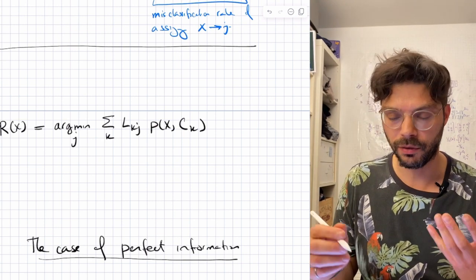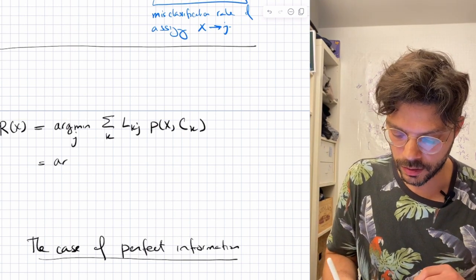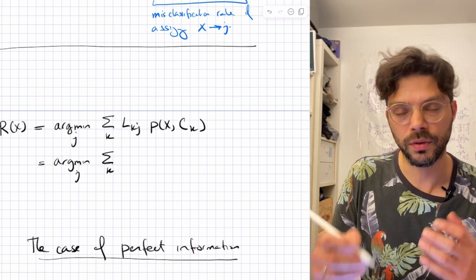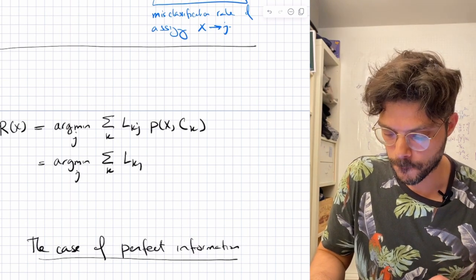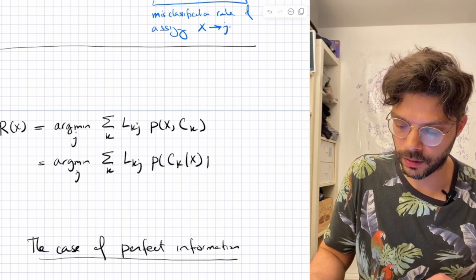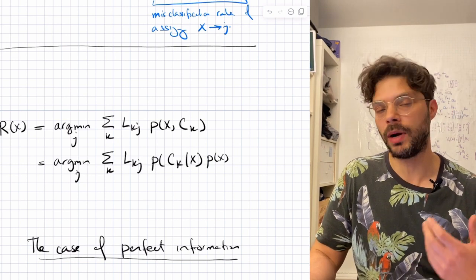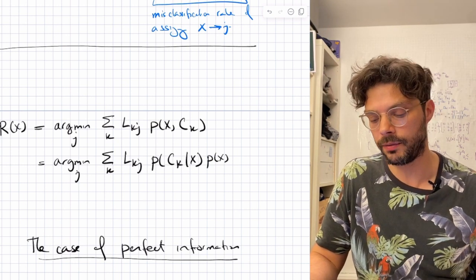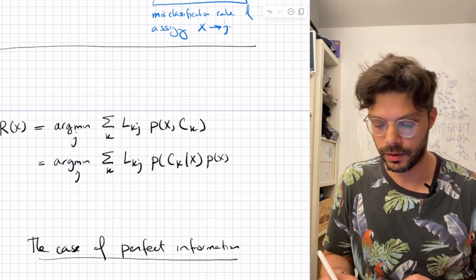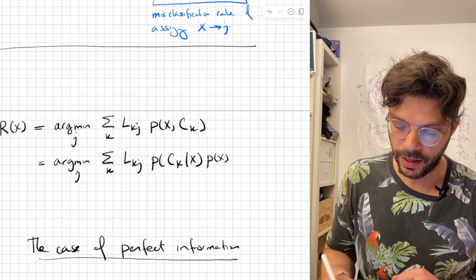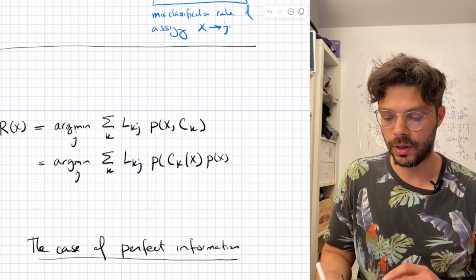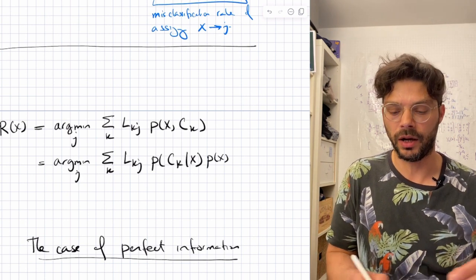Okay, so the first thing is we can just write this using the product rule, as p(x) times p(c_k | x). So this is the prior probability of that data point regardless of what class it came from, and then the posterior probability of the true class given the data point. Now we can notice that where we care about j and we care about k, this p of x is like a constant. We can just move it out.